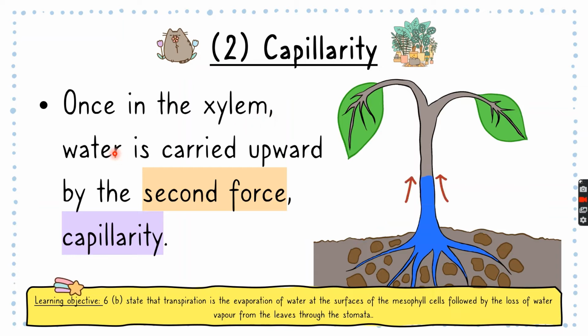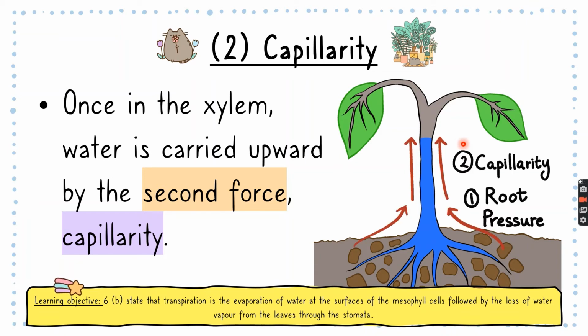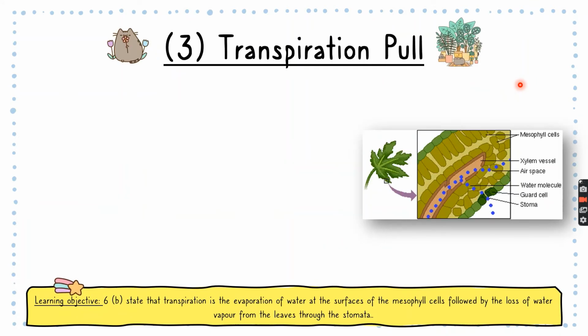So once the water is in the xylem itself, due to the root pressure, the second force, capillarity, will move and carry the water upwards even more. So now we have two forces bringing water even more upwards. However, it's still not enough to bring it to the leaves. So we have a third force, which is called transpiration pull. I think we learned in year 8 that a force is a push or pull. So yes, transpiration pull is one of the forces.